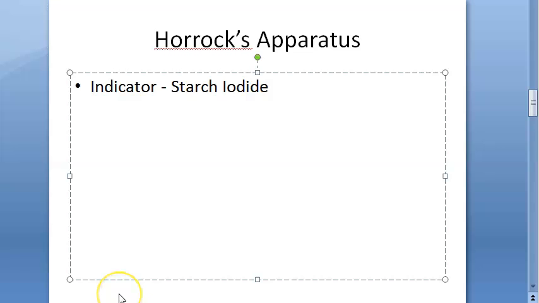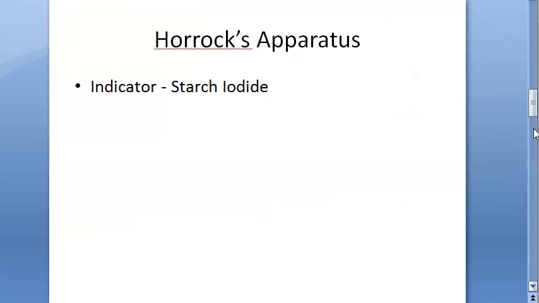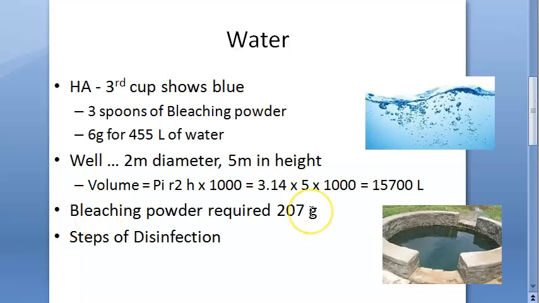Just some other things that you should know: which indicator is used in Horrock's apparatus? Freshly prepared starch iodide is used as the indicator. You can see that here, possibly it is this dark bottle. How much contact period is recommended? 1 hour of contact period is recommended after you put the bucket in the well. So before you use the water from the well, you should give 1 hour of contact period.